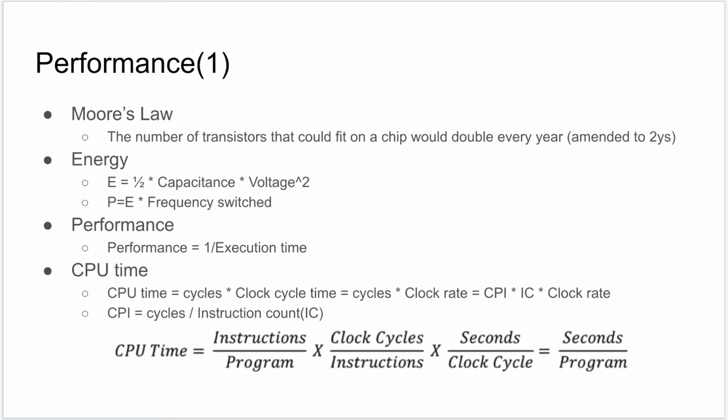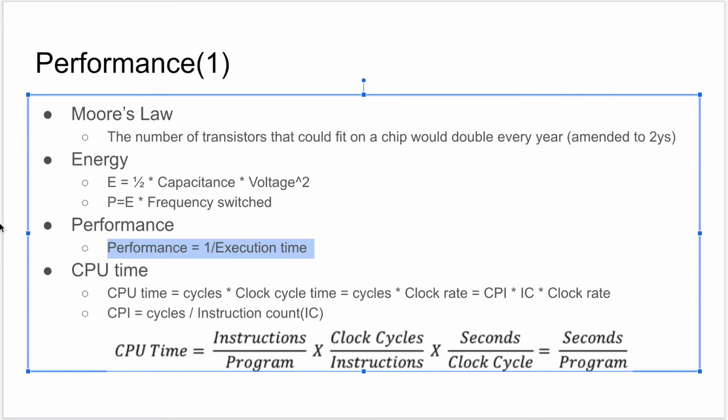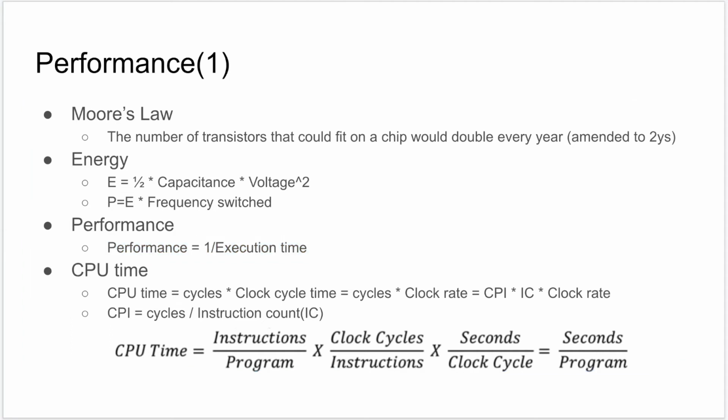Next part is the performance. The performance is 1 over execution time. This formula is a very important formula. It's very basic for many other formulas. So make sure you can memorize this one. When we talk about execution time, usually we don't say the execution time of a computer because the I/O system, the disk, or other parts vary from computer to computer. So usually we say the execution time of one chip.